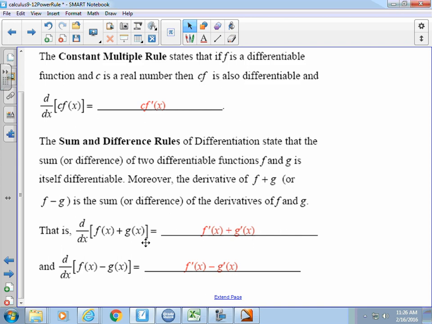What you will know is glaringly missing is a product and a quotient rule. Those are much more challenging because it doesn't work that way for a product and a quotient. So we'll have to work on those on a later date. So we don't have a rule for everything yet, but we have a lot of rules.